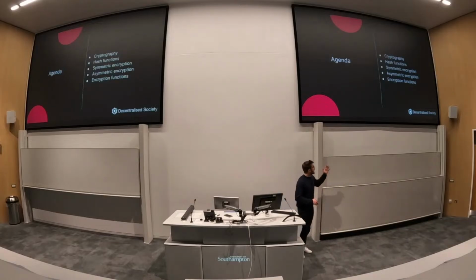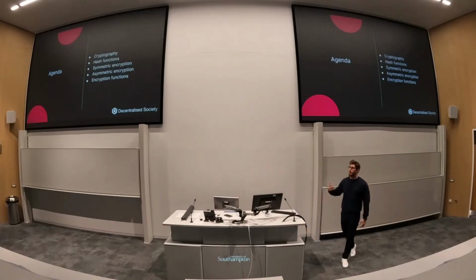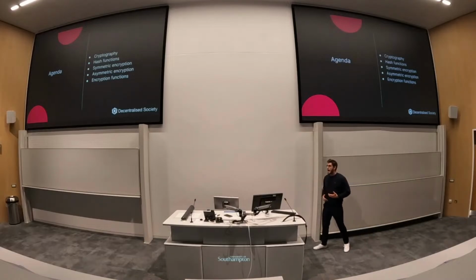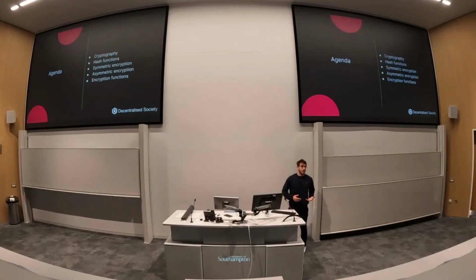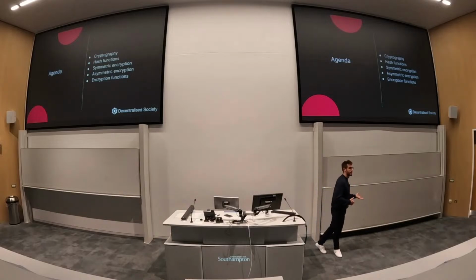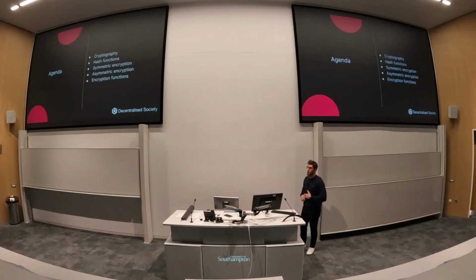Now, very quickly, that's the agenda for today. Again, we are going to start by explaining what cryptography is, giving a definition of cryptography. We're going to see why we want cryptography. Then we are going to see what hash functions are, and talk about some properties of hash functions. Then we are going to see how encryption works, how asymmetric and symmetric cryptography work. And in the end, we are going to explain some basic encryption functions.